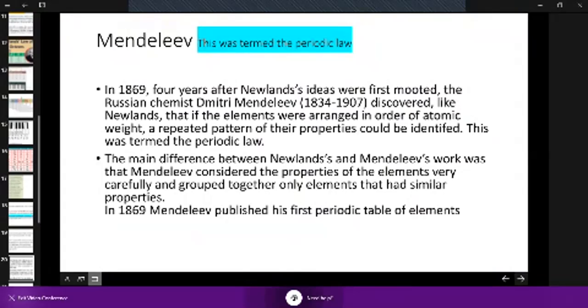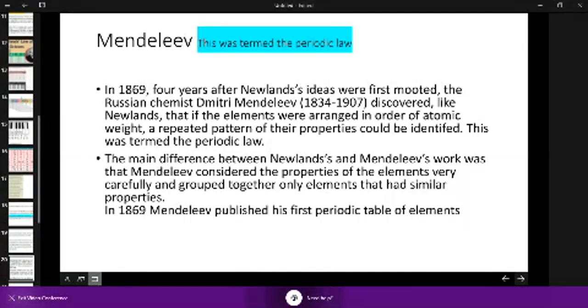Now let me talk about the Mendeleev who brought the term called the periodic law. In 1869, that is 4 years after New Zealand's ideas were first mooted, this Russian discovered that these elements, although they are arranged according to their atomic weight, there is a relationship between atomic weight and their properties.